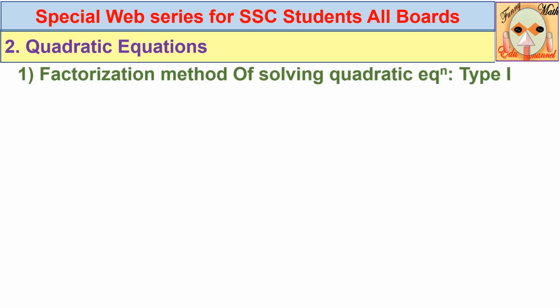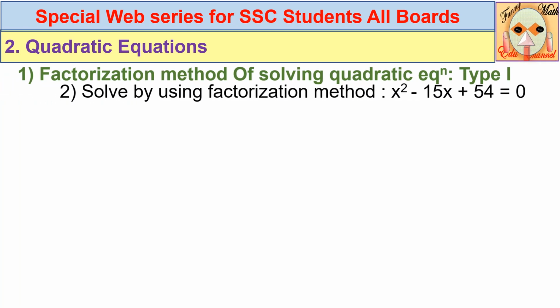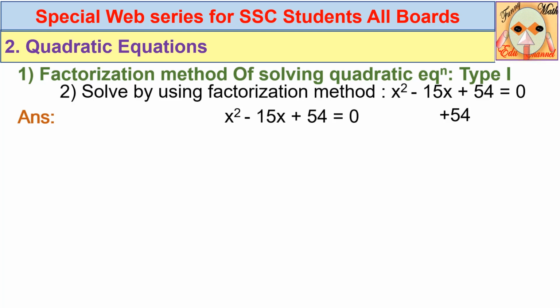Now see the second example. In the same manner, x square minus 15x plus 54 equal to 0. This we have to solve using the factorization method. Now as I have told you, you have to first see the coefficient of x square. If that is 1, take directly the constant term, that is 54. Now factorize 54 in such a way that the addition of the two factors must be the coefficient of the middle term.